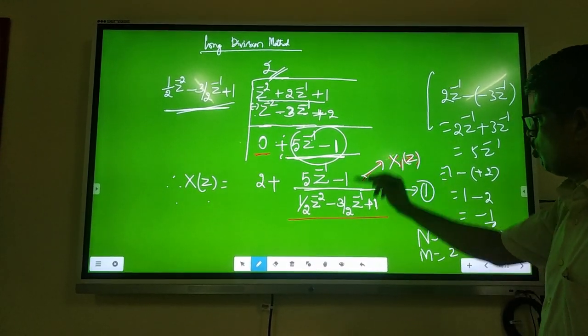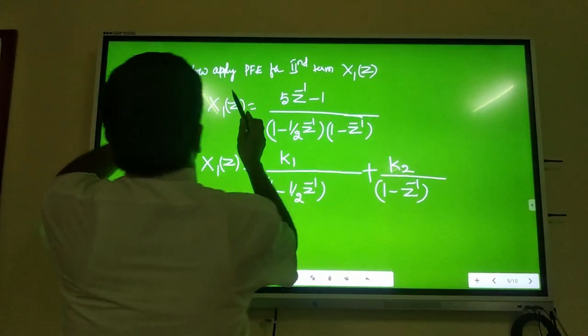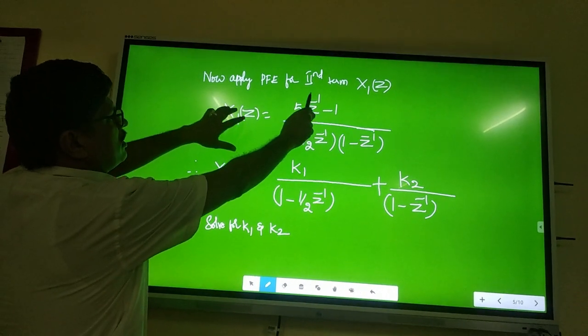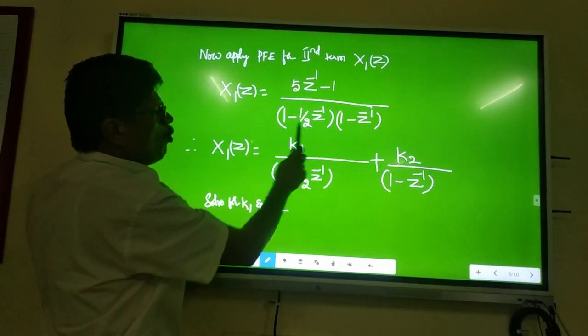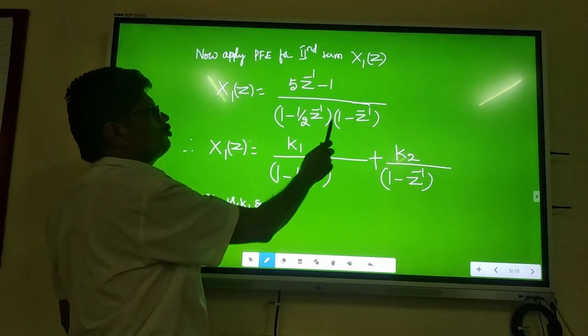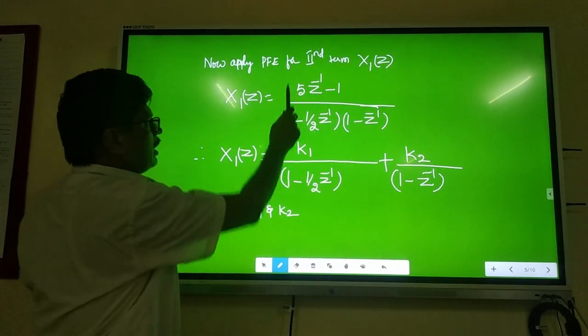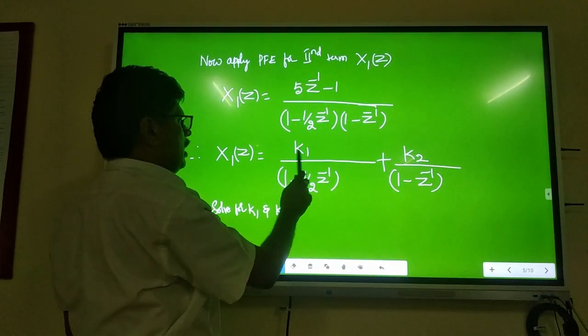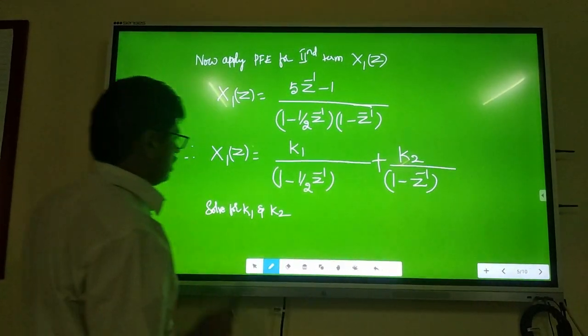Now go for X1 of z. Solve this like in your previous sessions. You apply partial fraction expansion to the second term. That is, X1 of z is equal to 5 z inverse minus 1 by 1 minus 1 by 2 z inverse times 1 minus z inverse. Then you know how to solve this. X1 of z is equal to k1 by 1 minus 1 by 2 z inverse plus k2 by 1 minus z inverse.